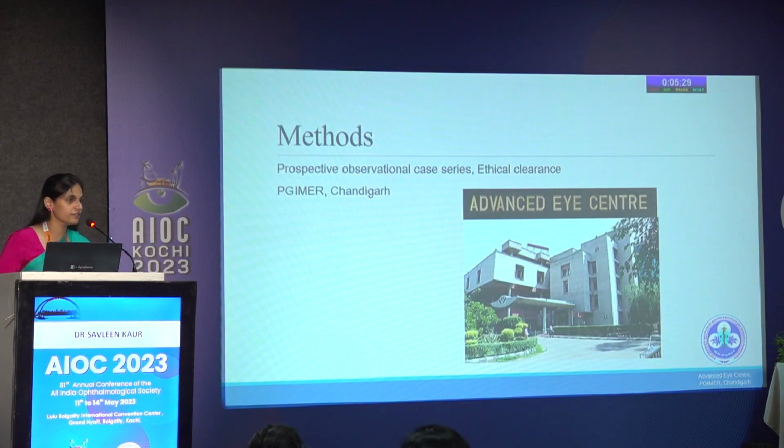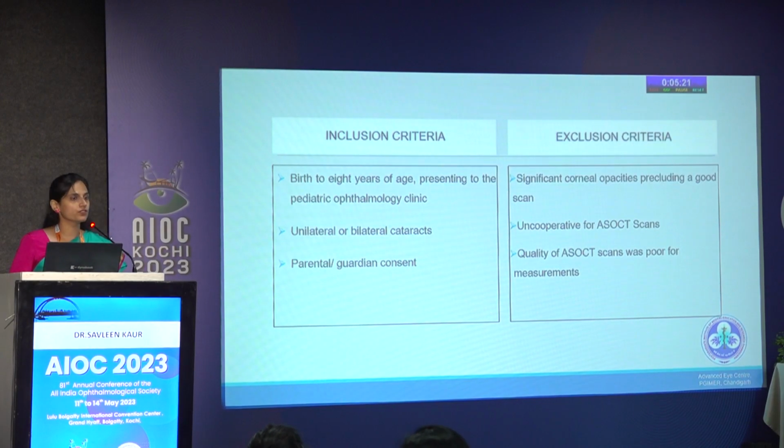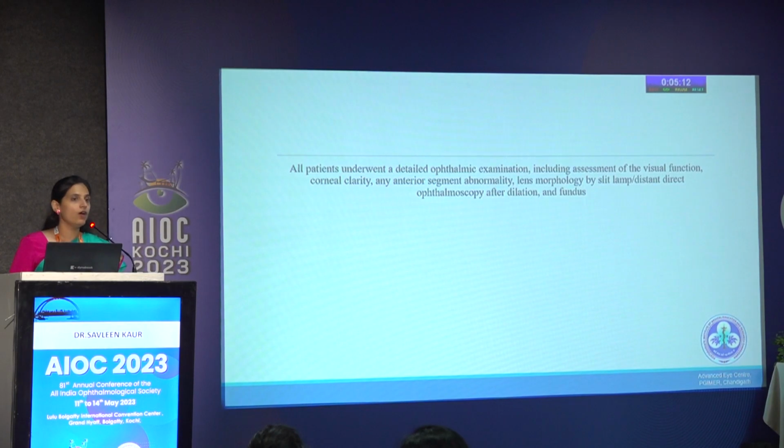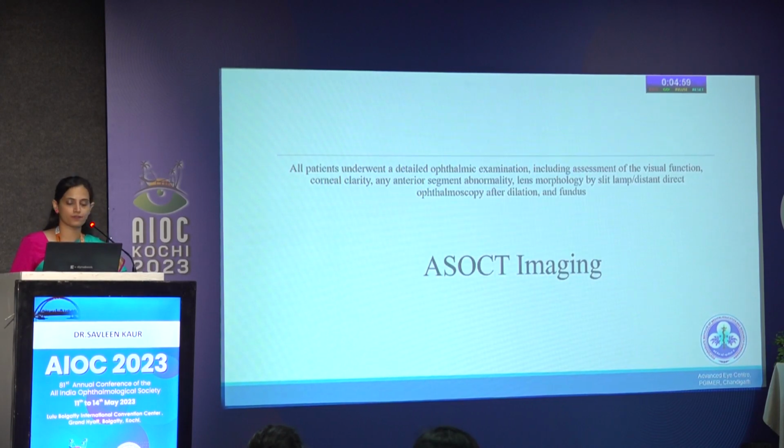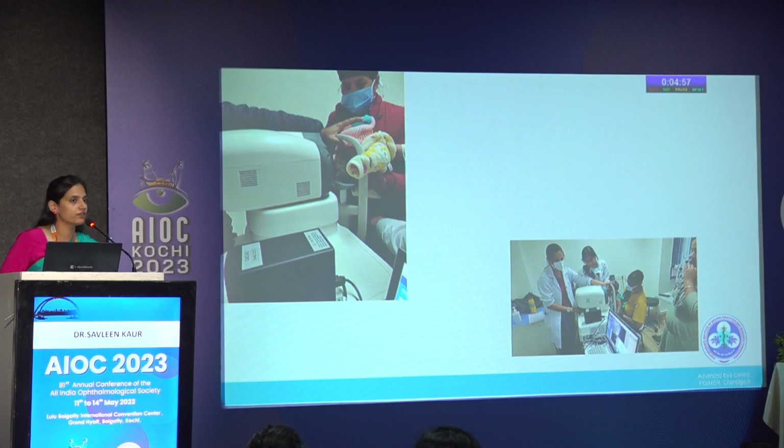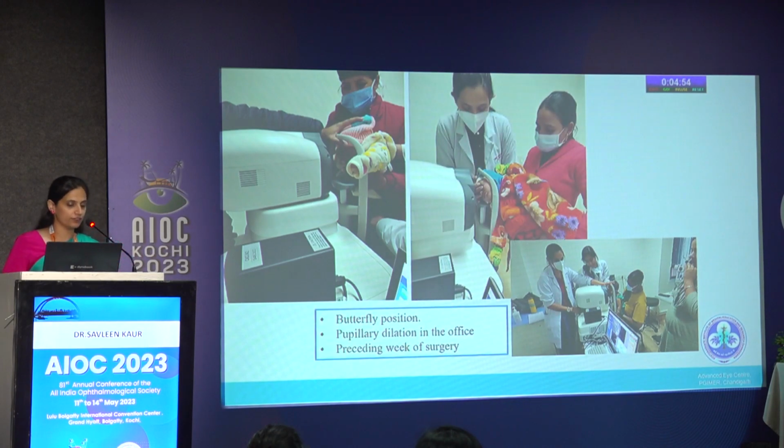This was a prospective observational case series. After obtaining ethical clearance, it was done at the Advanced Eye Center, PGI Chandigarh. We recruited children from birth to 8 years of age, and we excluded children who had significant corneal opacities or where we could not obtain a clear ASOCT scan. All patients underwent a detailed ophthalmic examination, including biometry, as in a routine case of pediatric cataract. In addition, all children were subjected to ASOCT imaging in office, done a week prior to the surgery.